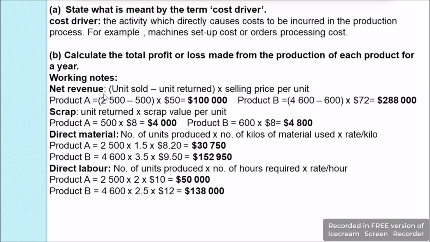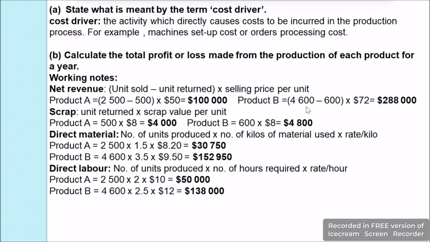How do we get the net revenue? We'll take the total units which have been sold and multiply it with the selling price. However, here we have certain units which have been returned after sale, so we have to subtract them. So for product A, we'll take 2,500 units which were sold, and from there subtract the units which have been returned, which are 500. So we'll get the units as 2,000, and then multiply it with $50. We'll get the value as $100,000.